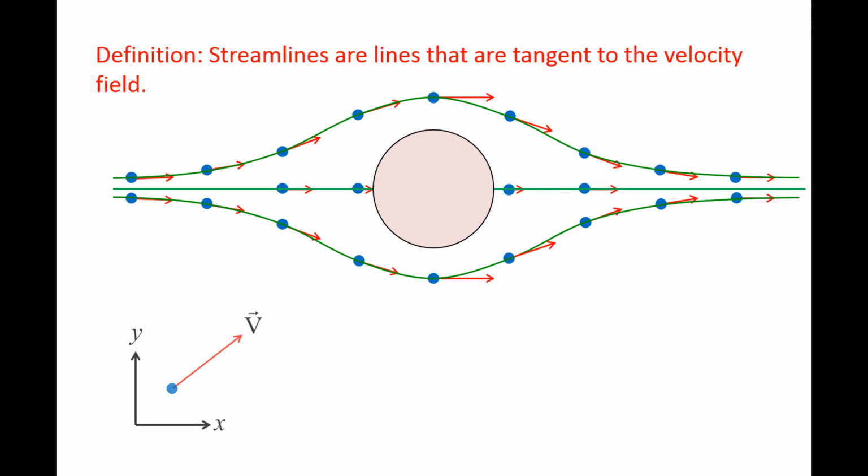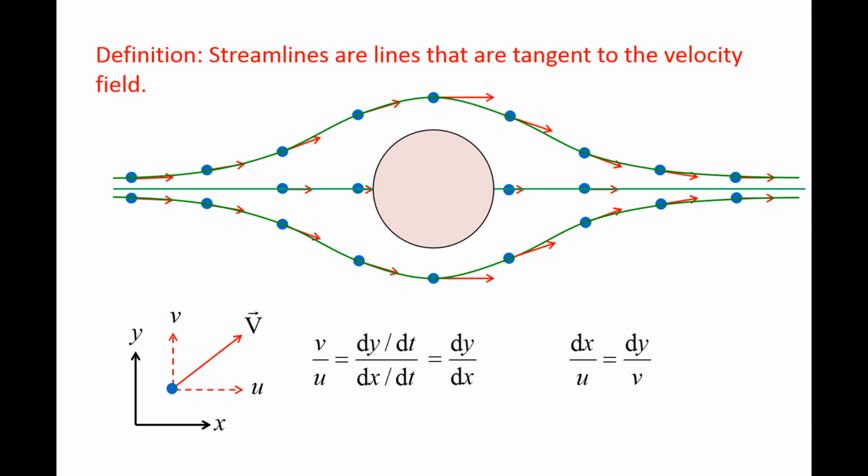Let's look at the velocity vector of an individual fluid element and decompose the velocity into its y component, lowercase v, and its x component, lowercase u. We will write the ratio of lowercase v to lowercase u and substitute dy/dt for lowercase v and dx/dt for lowercase u. The dt's cancel out and we are left with dy/dx. Rearranging the equation, we obtain dx over u equals dy over v. Had we examined the z direction as well, we would find that these ratios also equal dz over the z component of the velocity, lowercase w.